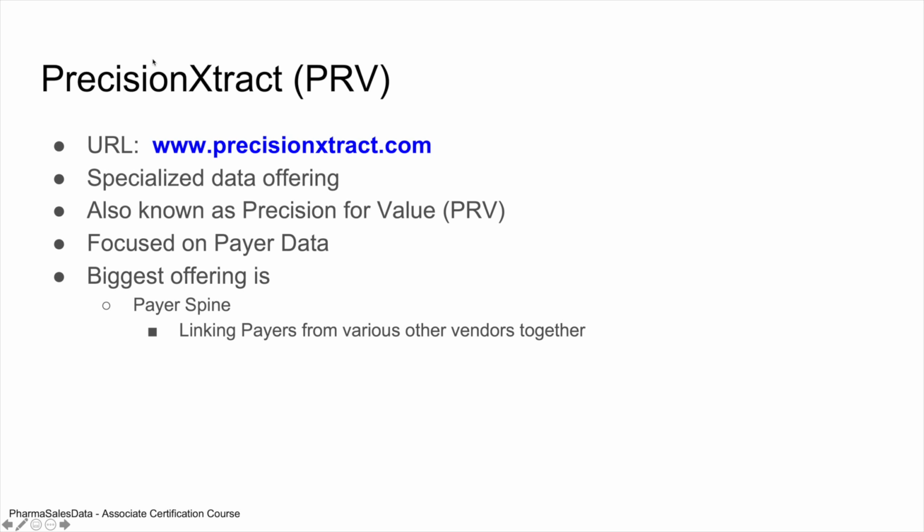Precision Extract, PRV, precisionextract.com. It's a specialized data offering. In the industry, it's also known as Precision for Value. It's focused on payer data. Its biggest offering is a payer spine. A payer spine basically links different payer entities from various other vendors together.